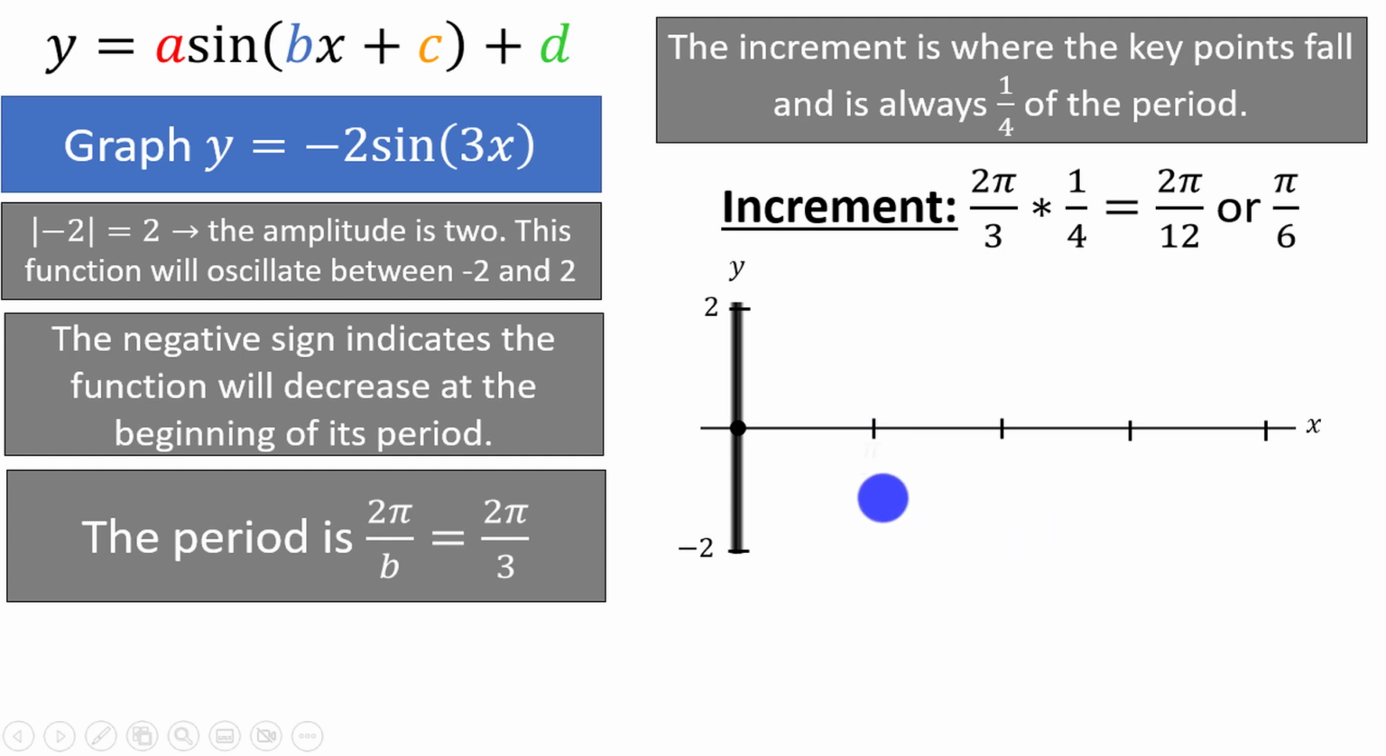Adding pi over 6 once, we will have pi over 6, then we will have 2 pi over 6, 3 pi over 6, and 4 pi over 6. If you'd like to, you can reduce these values, but sometimes I prefer not to, because I think it's a little bit easier to leave them all with the same denominator.